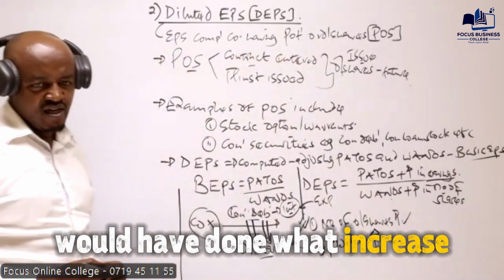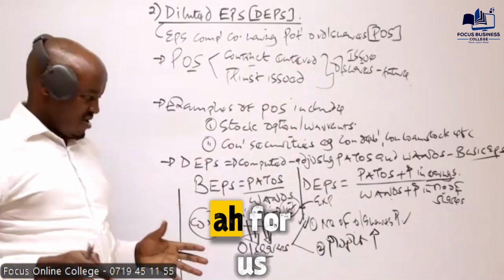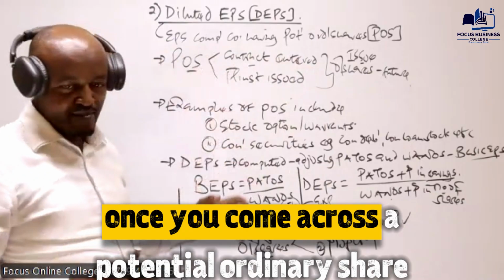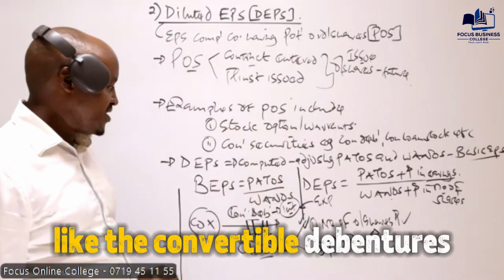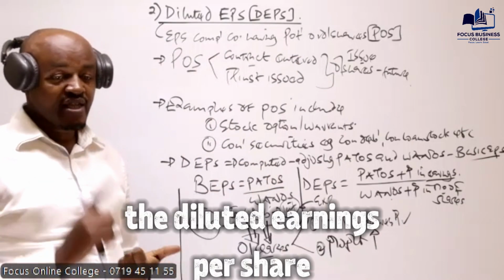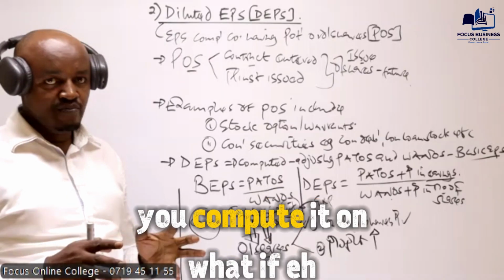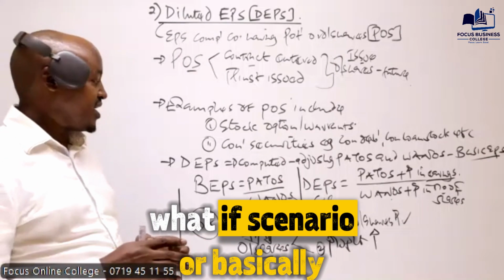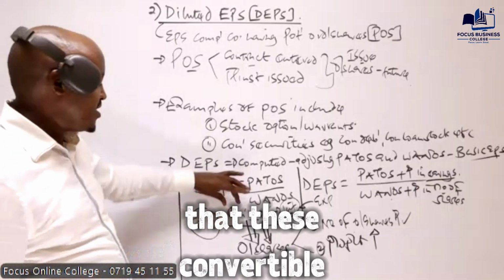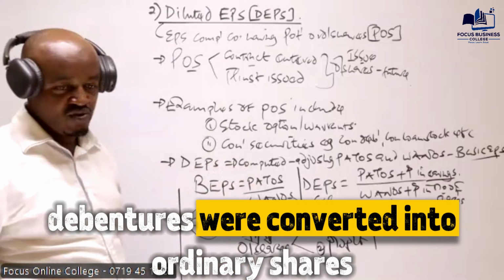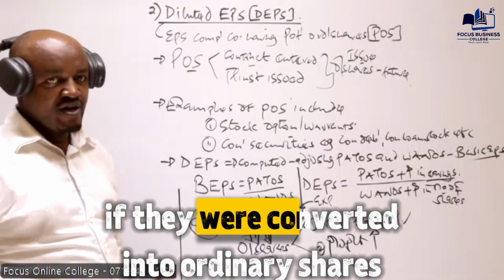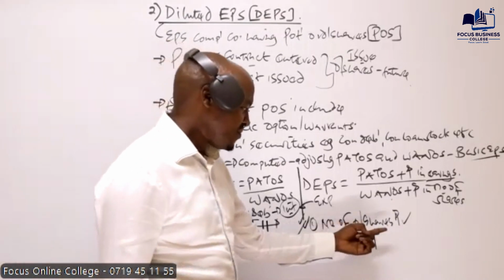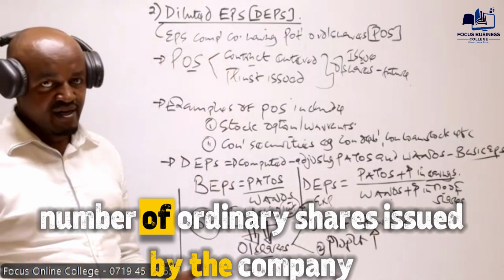Would have done what? Increase. So therefore, for us to be able to compute this diluted earnings per share, once you come across a potential ordinary share like the convertible debentures, you compute it on a what-if scenario, or basically on the assumption that these convertible debentures were converted into ordinary shares. If they were converted into ordinary shares, two things would have happened. Number one, the number of ordinary shares issued by the company would have increased.